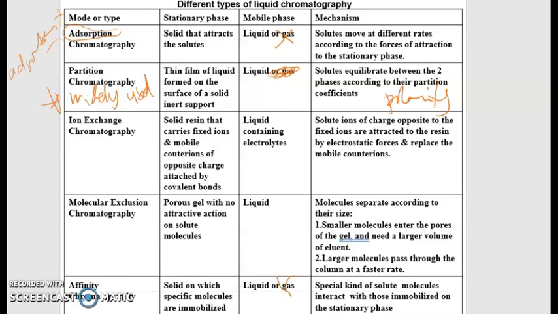Okay. So the third one is ion exchange chromatography. The stationary phase is solid resin that carries fixed ion and mobile counter ions of opposite charge attached by the covalent bond. Okay, so as I already told you earlier, the ion exchange. Ion exchange maksudnya apa? Kita nak exchange the ion. Okay, for example, contohnya dalam air ada kalsium ke, ada sodium ke. Kita nak buang benda ni. Kita just nak pure water, H2O.